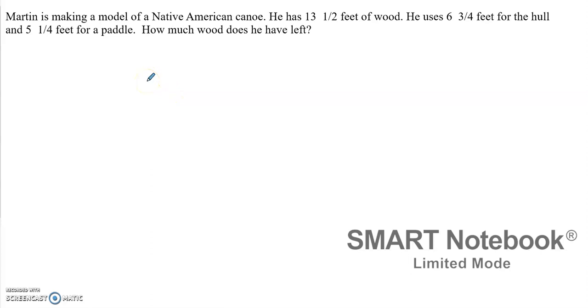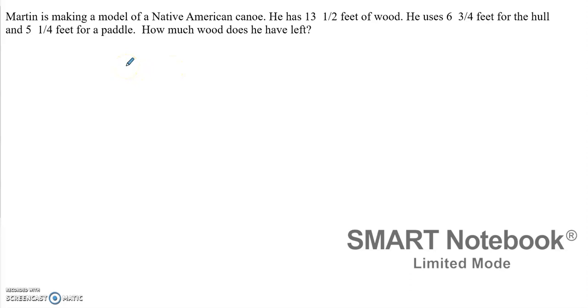We're just reading it. It says, Martin is making a model of a Native American canoe. He has 13 1/2 feet of wood. He uses 6 3/4 feet for the hull and 5 1/4 feet for the paddle. How much wood does he have left? So reading this, I know we're talking about a boat, but I'm going to read it now a second time to figure out what it is that we are being asked to do.